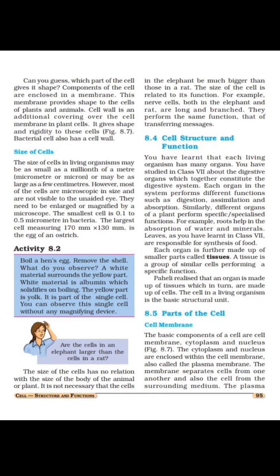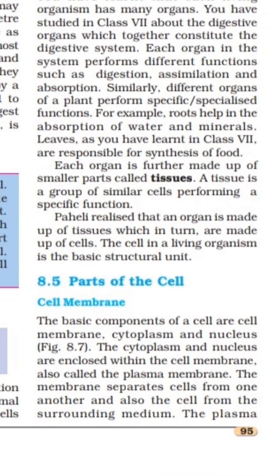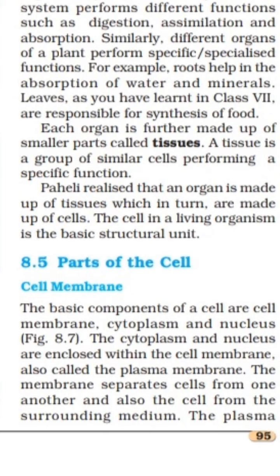Now see our next point, 8.5, parts of the cell. Before that, in this chapter we learned about some organisms which show variety in the number of cells, shape of the cells and size of the cells. Today we will see the parts of the cell. Our first point is the cell membrane.